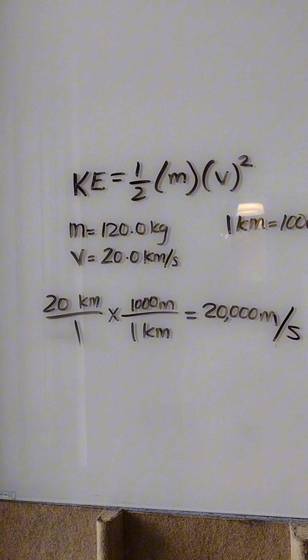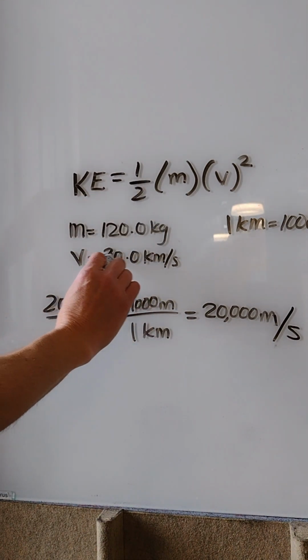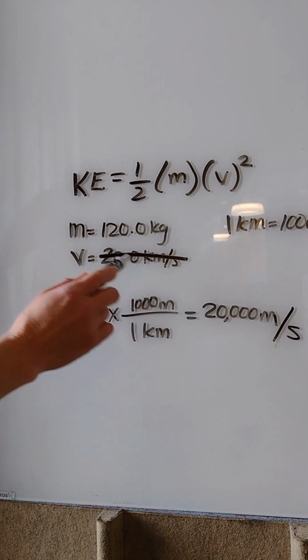Okay, I just looked at the book, and the answer is incorrect in the book. So don't go with the book's answer. Let's see if I can get you the right answer. So we're going to plug things in with our new number. So we're not going to use this one. We're going to use our meters per second.